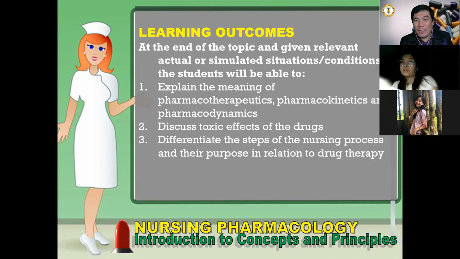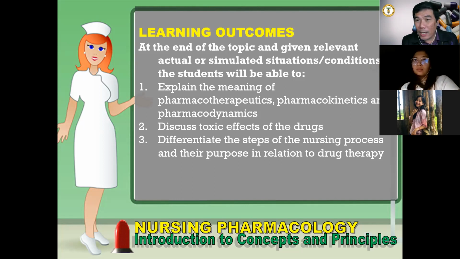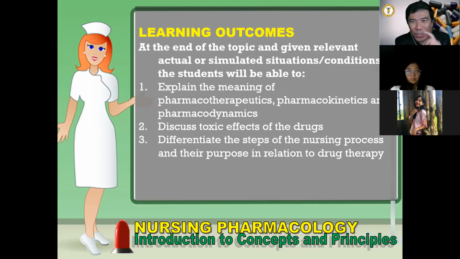So in the application again of the nursing process, why are we not only checking the vital signs at the start? Because at the start it's considered as the baseline. As the drug takes effect in the client, the nurse must still continue checking the vital signs. To what extent? To monitor adverse reactions. To monitor toxic effects of the drug.